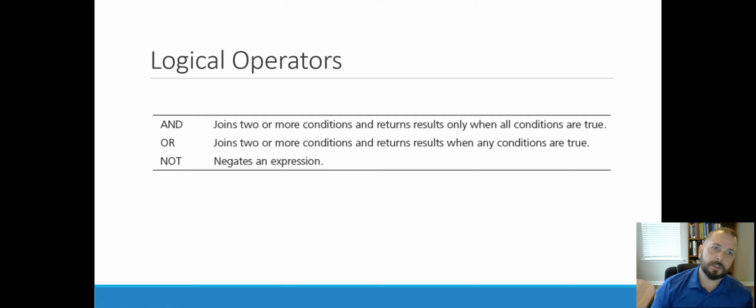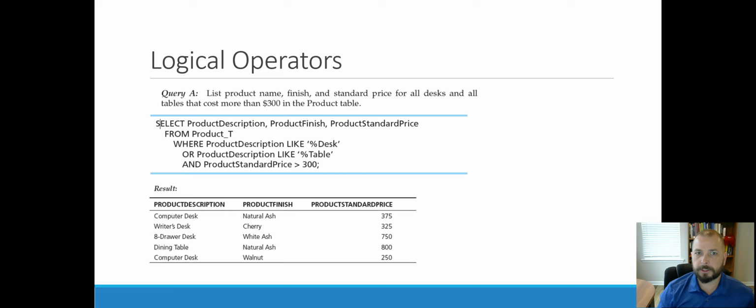There are also logical operators. Logical operators allow us to join 2 or more conditions or negate conditions. And so an AND operator allows us to join 2 or more conditions and returns the results only when all of those conditions are true. Whereas an OR operator allows us to join multiple conditions and returns results when any of the conditions are true. NOT obviously negates the expression.